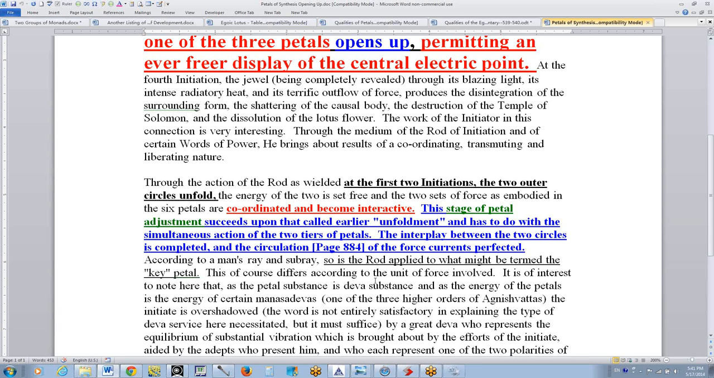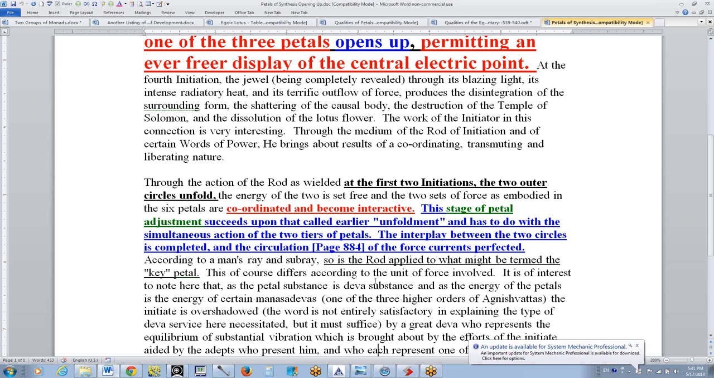Through the action of the rod as wielded at the first two initiations in relation to the seventh and eighth petal, presumably the two outer circles unfold, the energy of the two is set free, and two sets of force as embodied in the six petals are coordinated and become interactive. This stage of petal adjustment succeeds that which is earlier called unfoldment and has to do with the simultaneous action of the two tiers of petals.